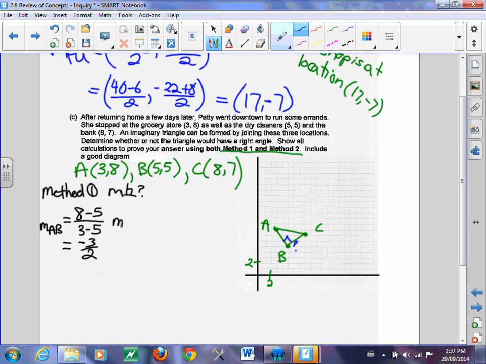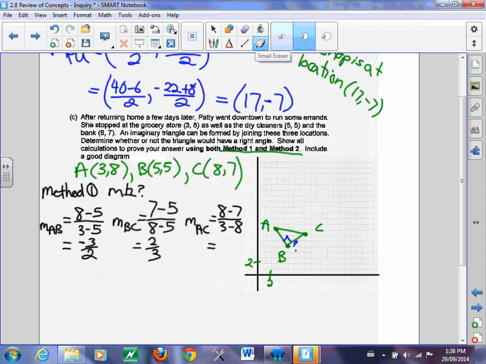Now we'll do slope of BC. And that's 7 subtract 5 divided by 8 subtract 5. Okay, and that's going to equal 2/3. And then we'll do the last one. Slope of AC equals 8 subtract 7 over 3 subtract 8. That simplifies to 1 over negative 5. Remember, folks, don't leave the negative on the bottom, so bring it out front or up top.